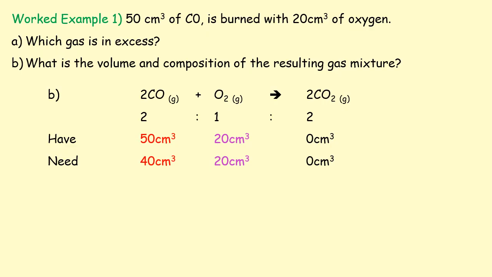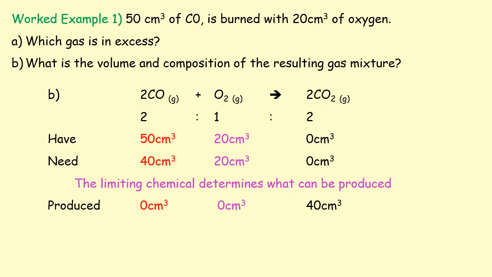So we've got our have, we've got our need. When it comes to the resulting mixture, we need to think about the limiting chemical determining what we produce. So we need to think about what we will make in this reaction. If we are using 20 centimeters cubed of oxygen, it is our limiting reagent. It's going to tell us how much carbon dioxide we produce. And remember, we do not produce any reactants, we only produce products.